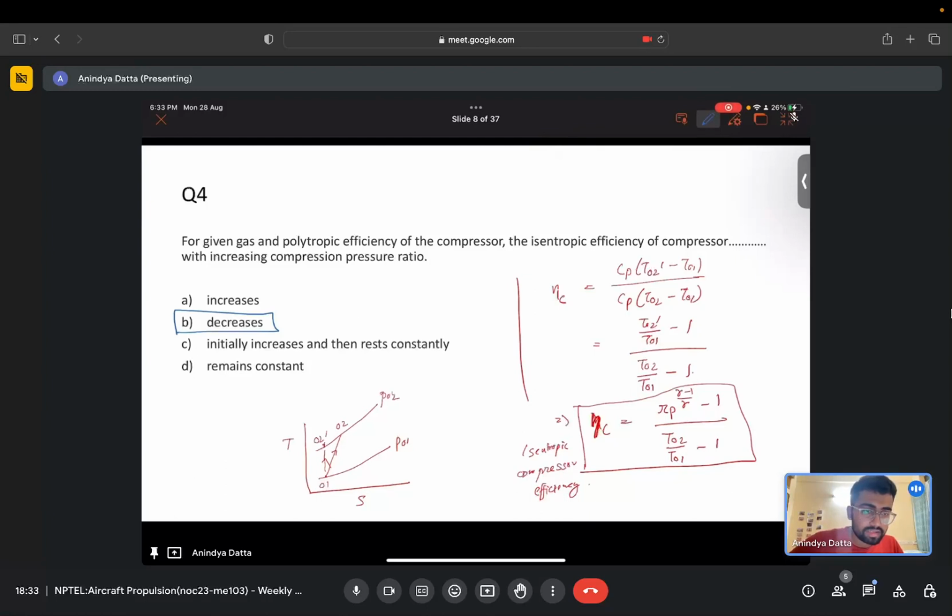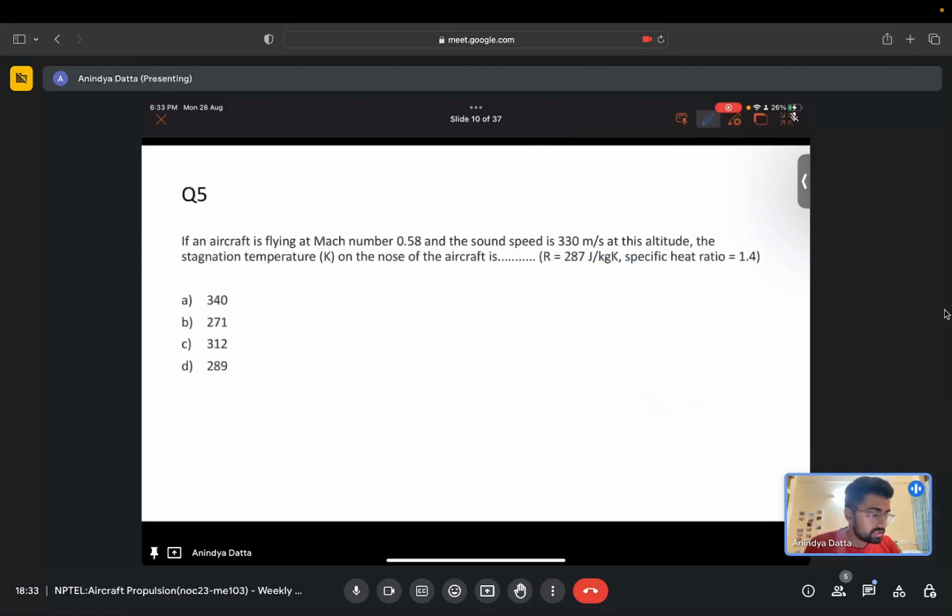But if you see for the turbine, the trend is reversed. In the case of turbines, the isentropic efficiency of the turbine increases with increasing pressure ratio, given a constant polytropic efficiency. Go back and check the derivations again carefully, which were discussed by the professor in the lectures, or read any reference to better understand the concept of polytropic efficiency. Any questions?